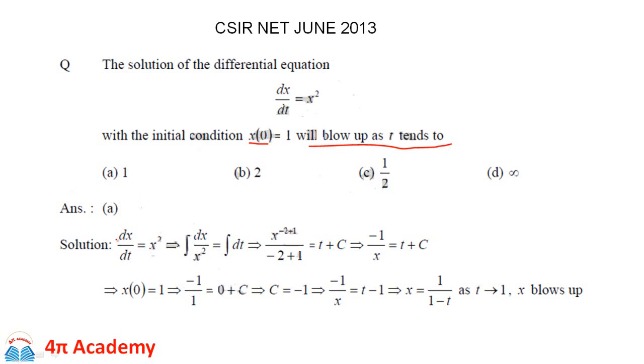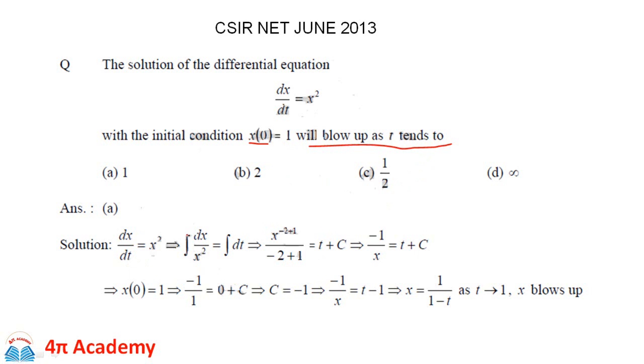So now what is the meaning of this? When x(0) is equal to 1, it means that when the value of t is equal to 0, the value of x will be equal to 1, and for which value of t it will blow up. That we have to find out. So let us solve this differential equation. So it is dx/dt = x^2.